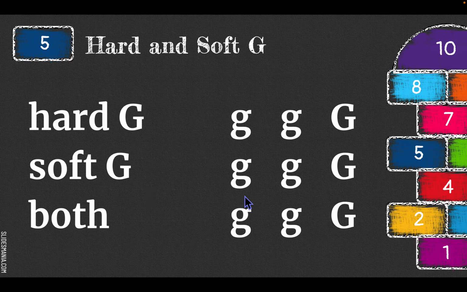J. Now when I point to the letter, I want you to do both sounds. We will do the hard G sound first because it is used more often than the soft G sound. G, J. G, J. G, J.